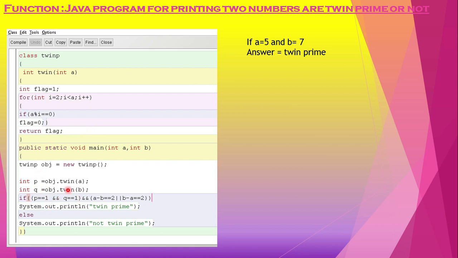Now the second number I am sending is 7. 7 will be copied from here to here. The entire process will go and the number will be checked for prime. In both cases the answers will be kept in p and q. So p and q I will get as 1, so we conclude that 5 and 7 are prime. What is the next step? 5 minus 7, otherwise 7 minus 5 should be 2. That also I am checking. So in this case I will print twin prime.